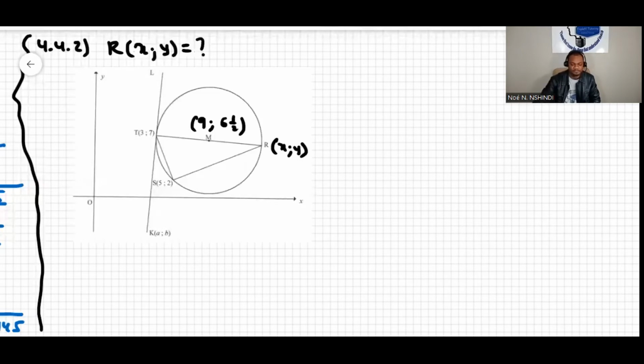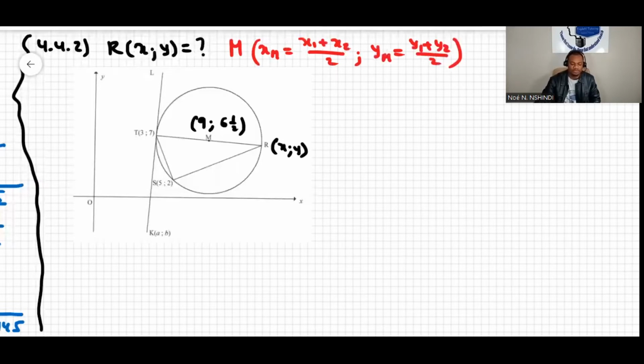I'm going to say M the midpoint is given by, I prefer to write it this way: the x coordinate of the midpoint will be x1 plus x2 over 2, and then yM will be equal to y1 plus y2 over 2.